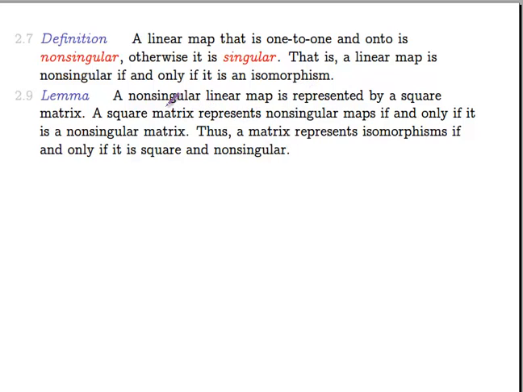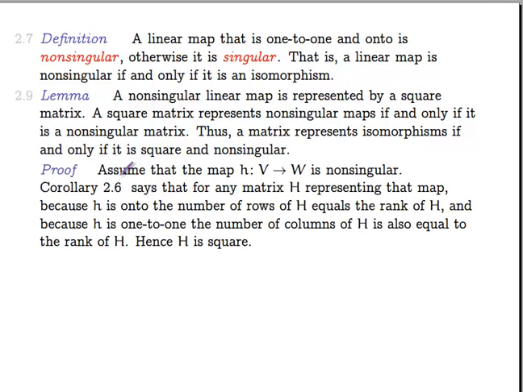All right. To prove this, we first prove a lemma. A non-singular linear map is represented by a square matrix. A square matrix represents non-singular maps if and only if it's a non-singular matrix. Thus, a matrix represents an isomorphism if and only if it's square and non-singular. Okay, the proof. Assume that H is a non-singular map. The corollary that we just showed applies to any matrix representing that map. Since H is onto, the number of rows of H should equal the rank of H. And because H is one-to-one, the number of columns of H should also equal the rank of H. Therefore, H must be square.